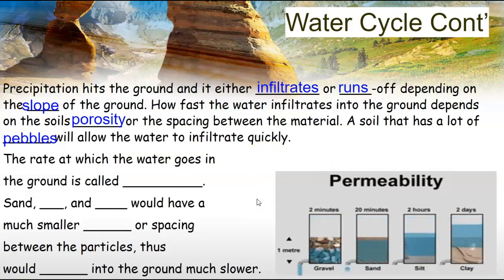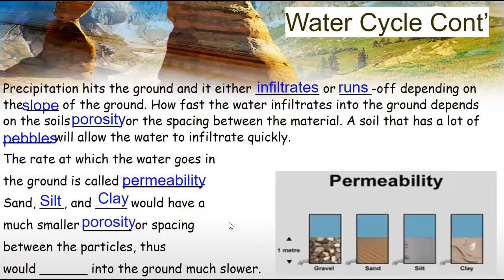The rate at which, like how fast it can go and get through there, is called permeability. So the rate at which water goes in the ground is permeability. It's typically centimeters per second or something of that sort. Sand, silt, or clay would have a much smaller porosity or spacing between the particles, thus would infiltrate the ground much slower. That is my picture right here.